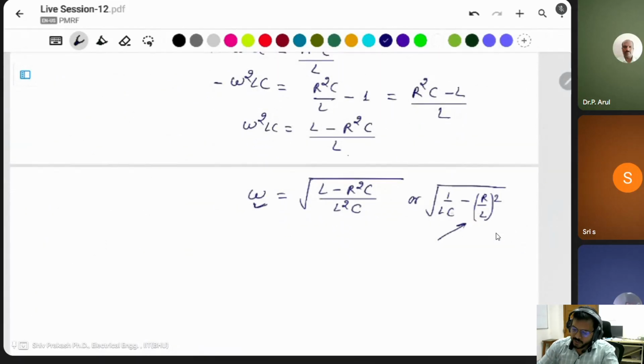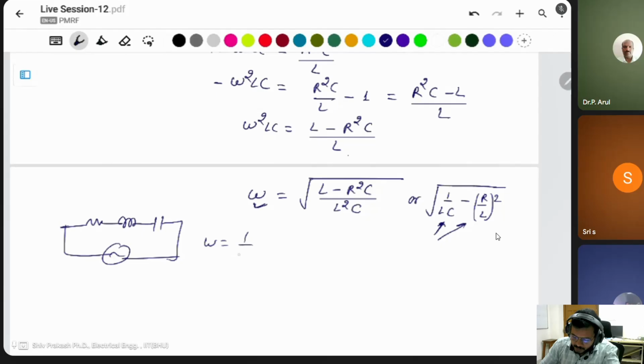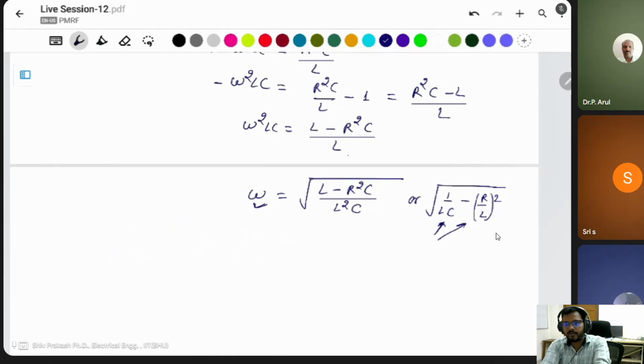In a series RLC circuit, only this term is there: 1 by under root LC, you know about this one. In an RLC series circuit, the resonant frequency is 1 by root of LC. Only this term is there, and this other one is 0, because the resistance is 0. Parallel and series are the same when R is 0, then this will be only that one. But in this case, there is a resistance and inductor connected across the capacitor, and that's why the resonant frequency is this one.